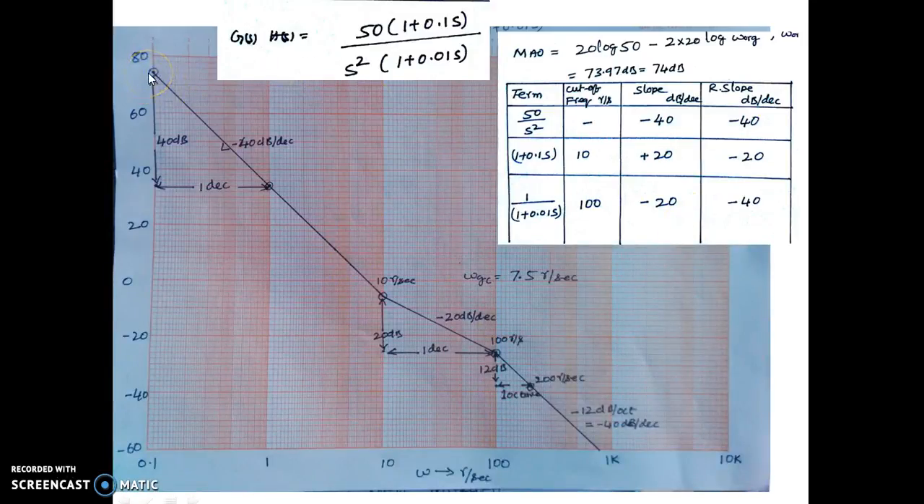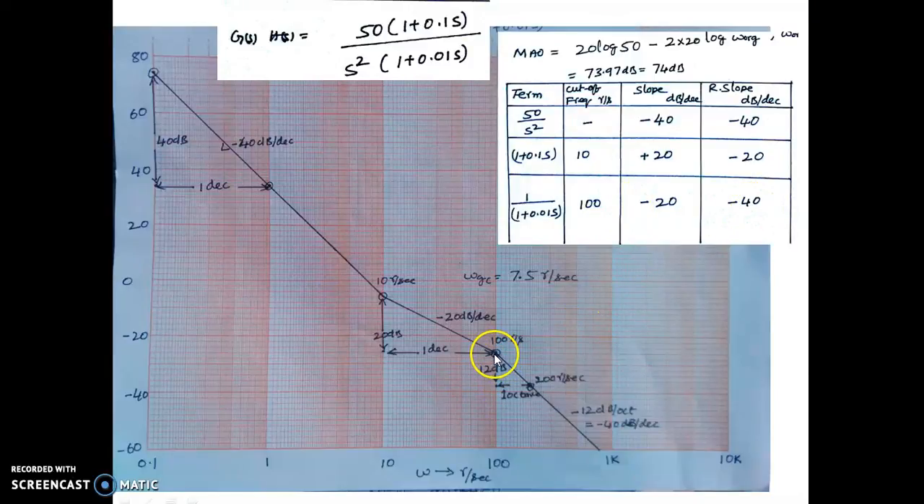You start with 74 dB and come down by 40 dB, going by 1 decade. So this is 40 dB per decade till 10 radian per second. You can see this line is extended till 10. After 10, the slope has reduced to 20 dB per decade. This is the resultant slope, because there is a plus 20 dB added by this zero. Now you are coming down by 20 dB, going by 1 decade. You can see the slope has changed positively. This was minus 40, now it has become minus 20, and there is an omega GC happening at 7.5 radian per second. And after 100, the slope is again minus 40.